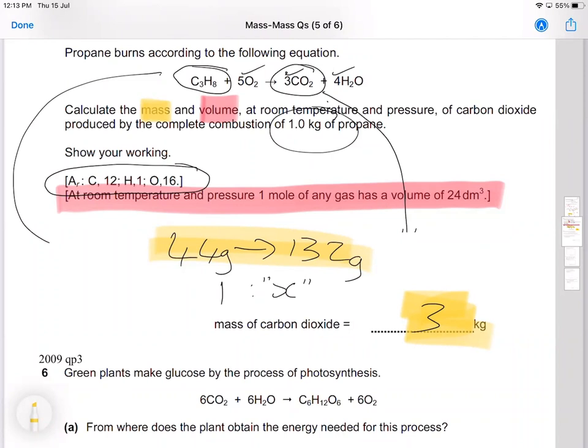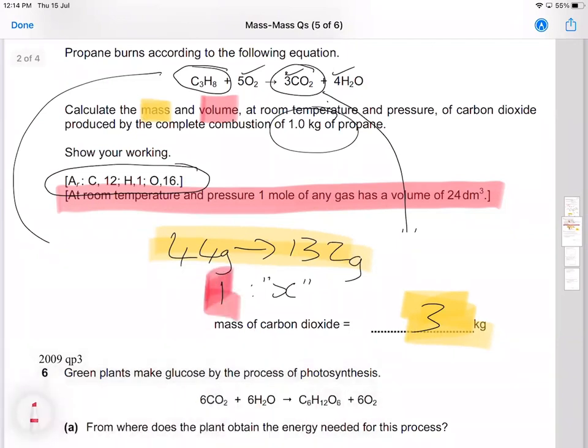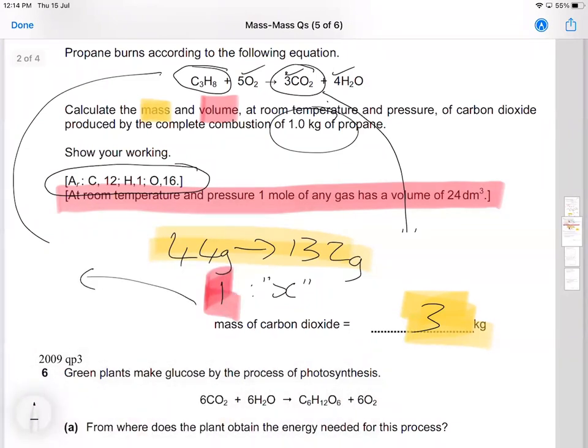Are you happy with the fact that once we've got the ratio, the 44 grams that makes 132 grams, the number that we put over here, sorry, let me just do that in a different color. The number that goes here in red could be any number. That could be part of the question. They could have said use, let's say, 20 kilograms. And then you just use the ratio and solve, instead of for 1 kilogram, for 20 kilograms.